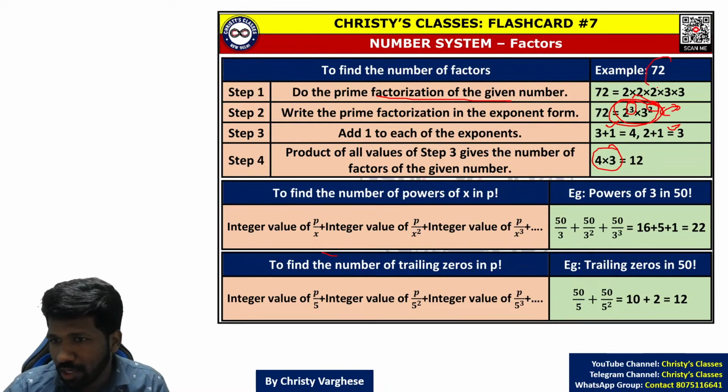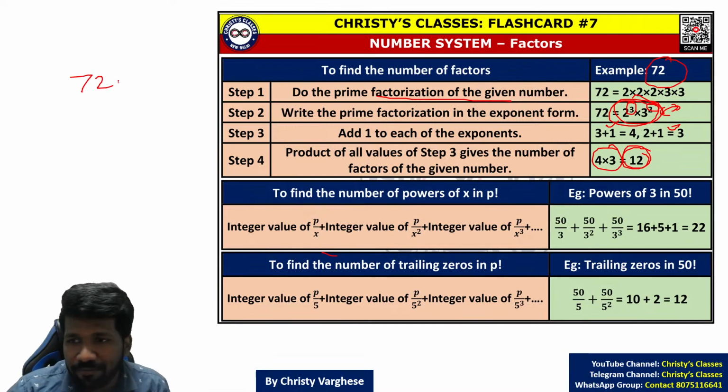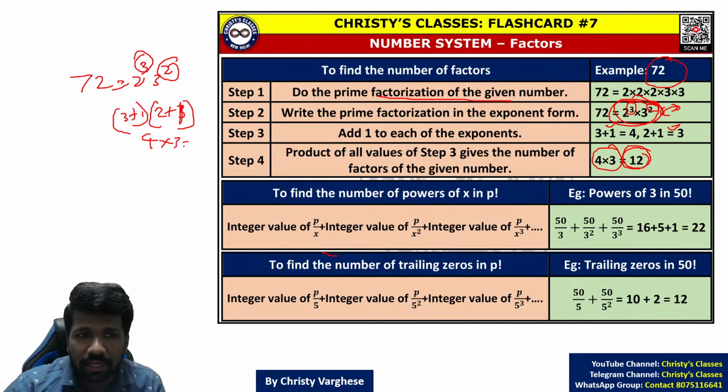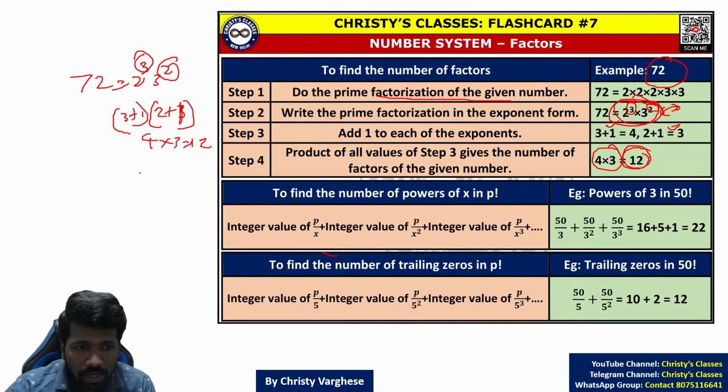For example, 72. The number of factors will be 12 because 72 is prime factorized as 2 cube times 3 square. This 3 plus 1, 4. This 2 plus 1, 3. Multiply these two, 4 into 3, that is 12. 72, what are the 12 factors?